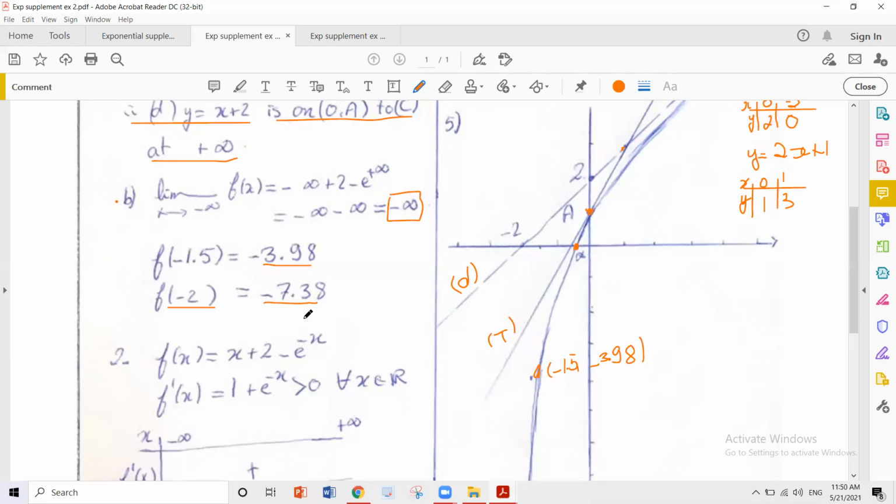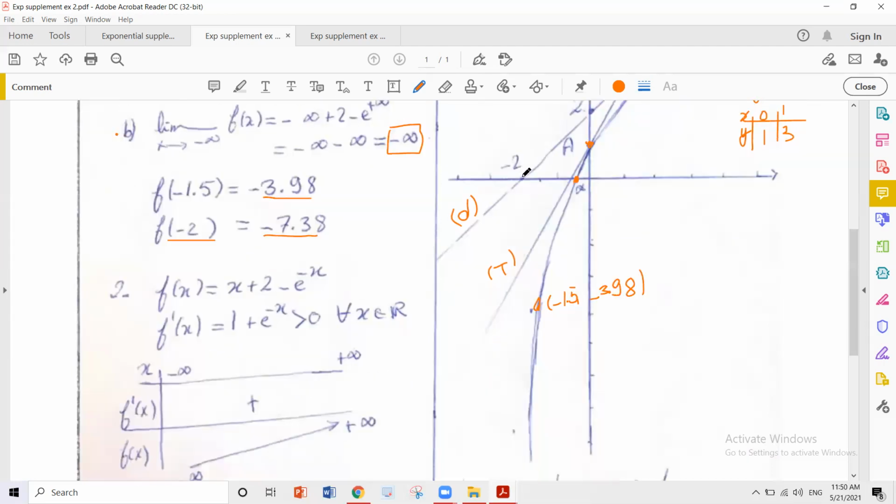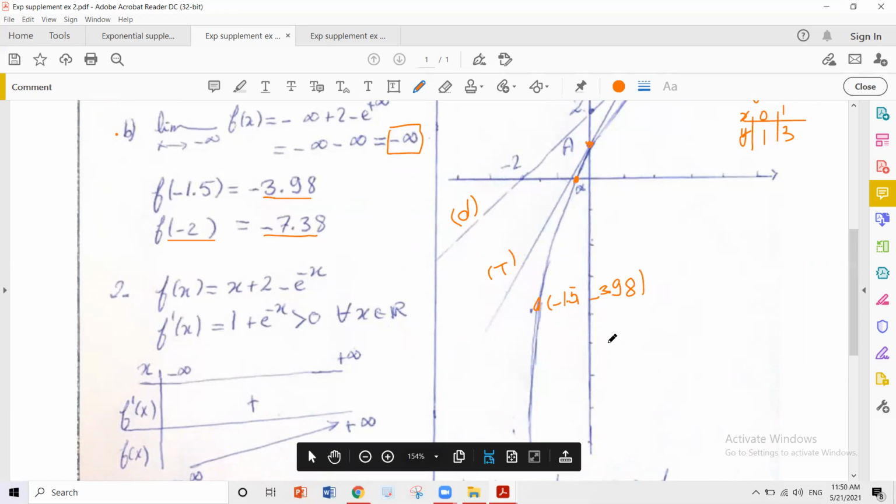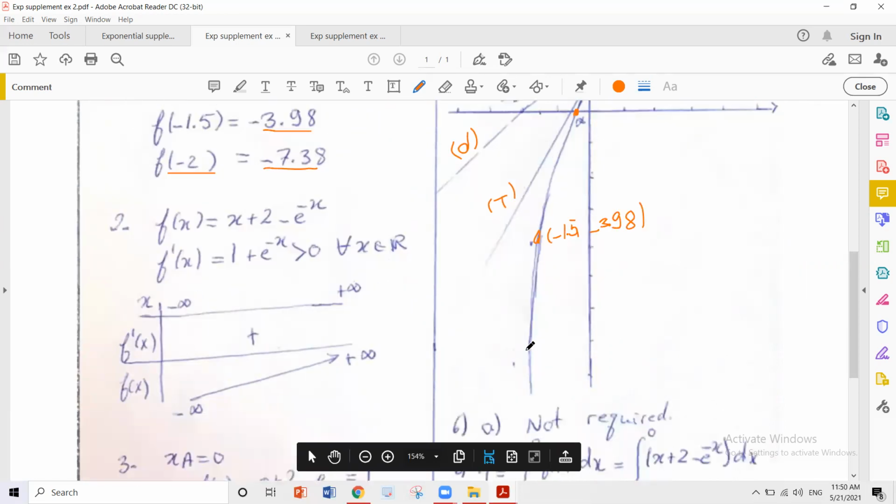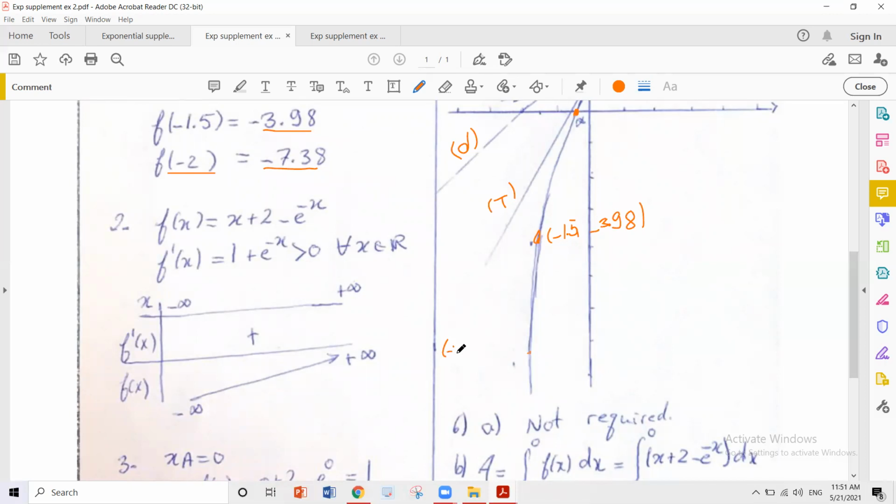And we have f of minus 2 is minus 7.38. At minus 2, we get minus 7.38. This is minus 2. Minus 7.38.